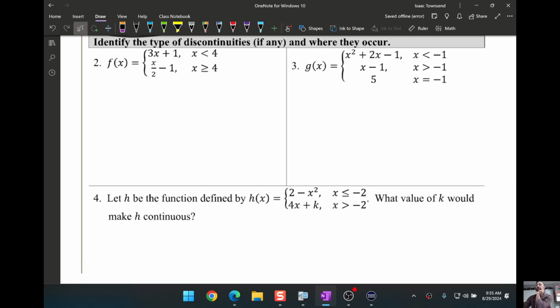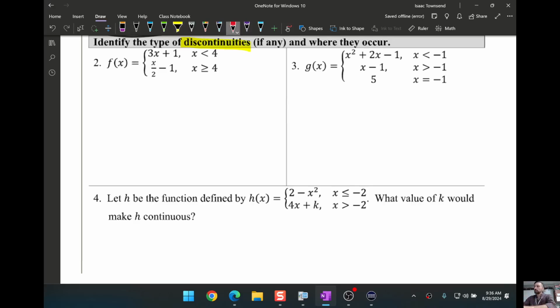Okay, so identify the types of discontinuity, if any, and where they occur. So 3x plus 1 is continuous, 1/2 x minus 1 is continuous, but they may not be handing off correctly. When this stops being this function at 4 and starts being this function at 4, there's a good chance that there's a break in the graph. There's a good chance that there's a discontinuity.